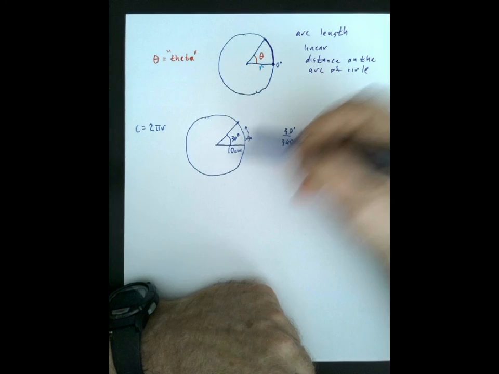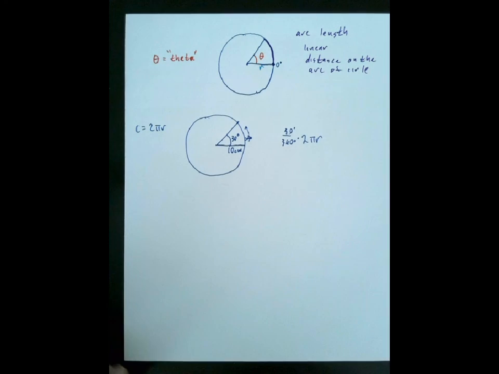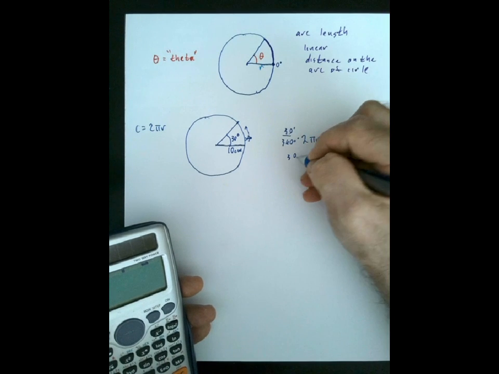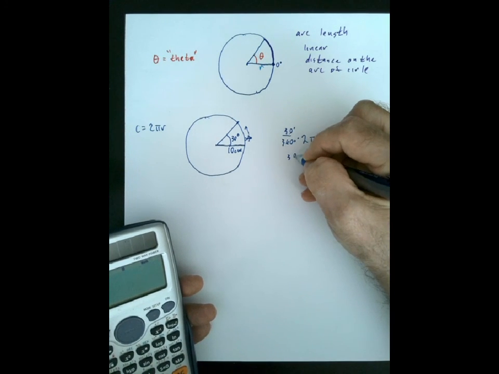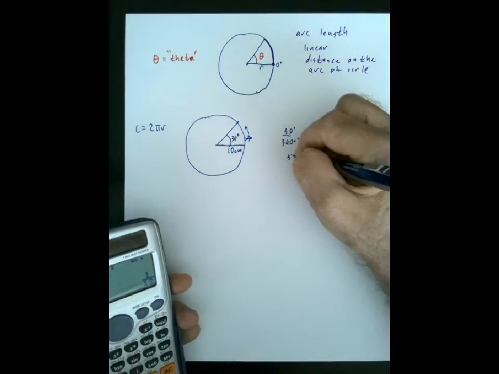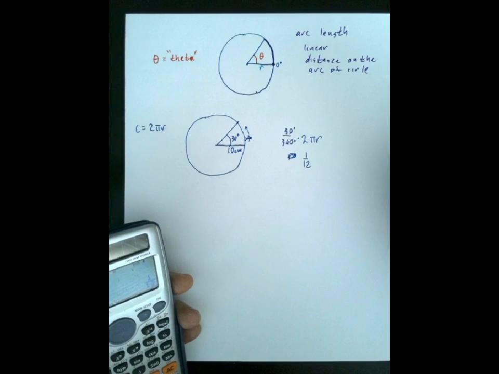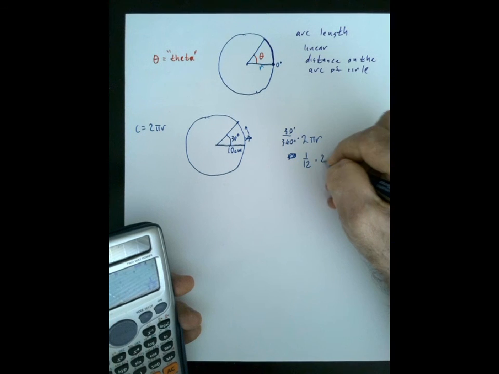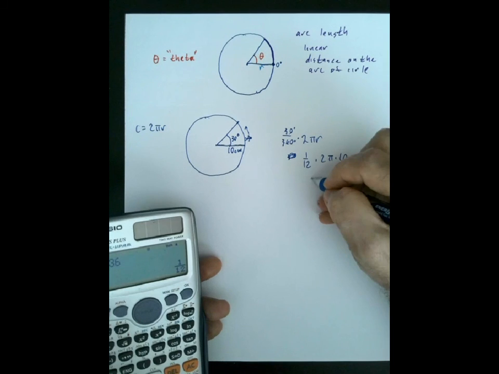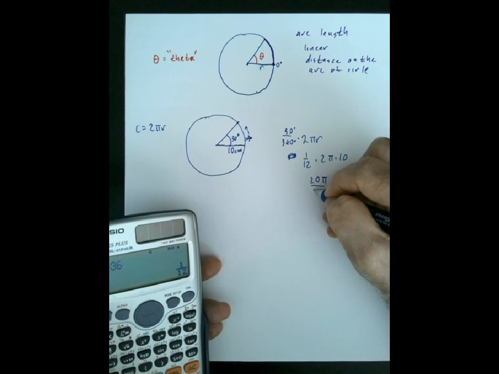So that would be for our concrete example here. We would just go ahead and multiply that out. I'd probably leave the pi in it. So this would be 30 over 360, which, as it happens, reduces to 1 over 12, times 2 times pi times 10. That's going to give us 20 pi over 12.